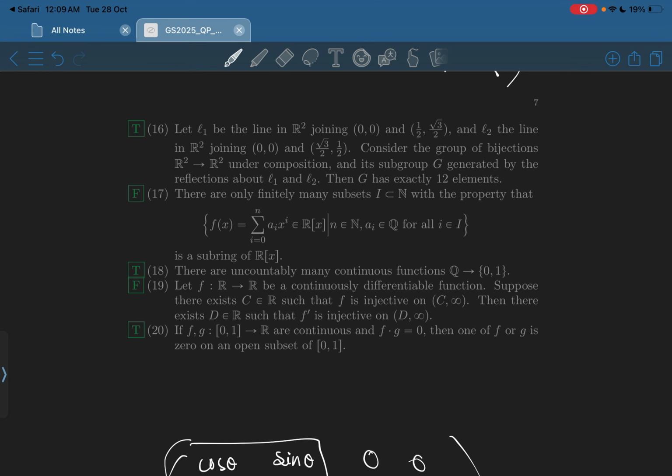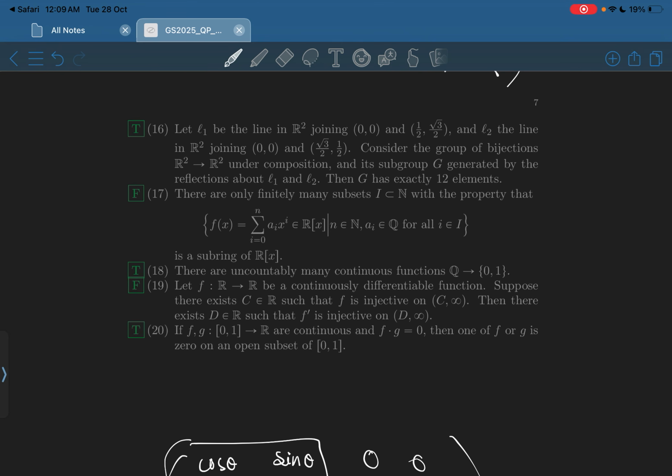So there are only finitely many subsets I inside the natural numbers, such that if you consider the subring, for those particular indices of I, a_i is a rational number.